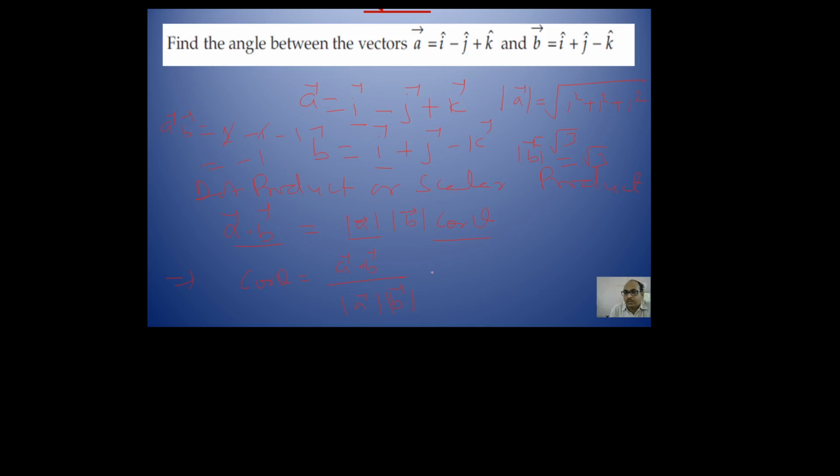So A dot B is equal to minus 1 we have got, and here it is minus 1 divided by root 3 into root 3, which is given as minus 1 by 3. So the angle between two vectors theta will become cos inverse minus 1 by 3. So cos theta is equal to minus 1 by 3, and angle theta has become cos inverse minus 1 by 3. So the angle between the vectors here is theta equal to cos inverse minus 1 by 3.